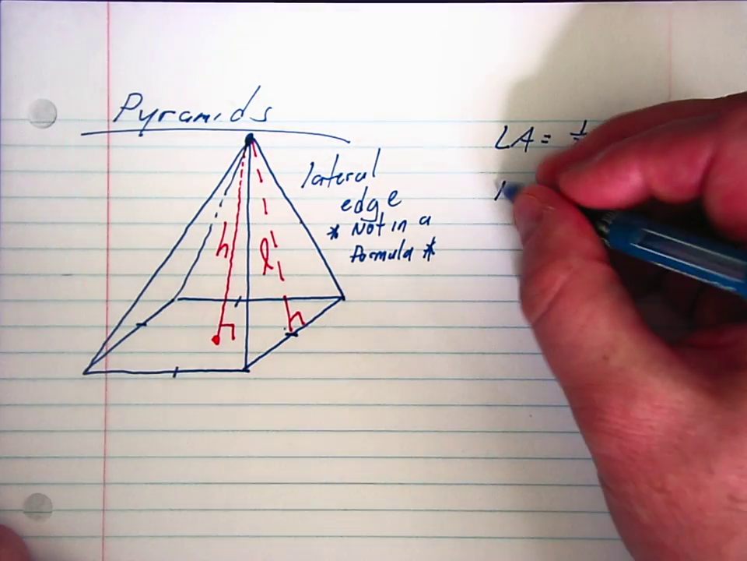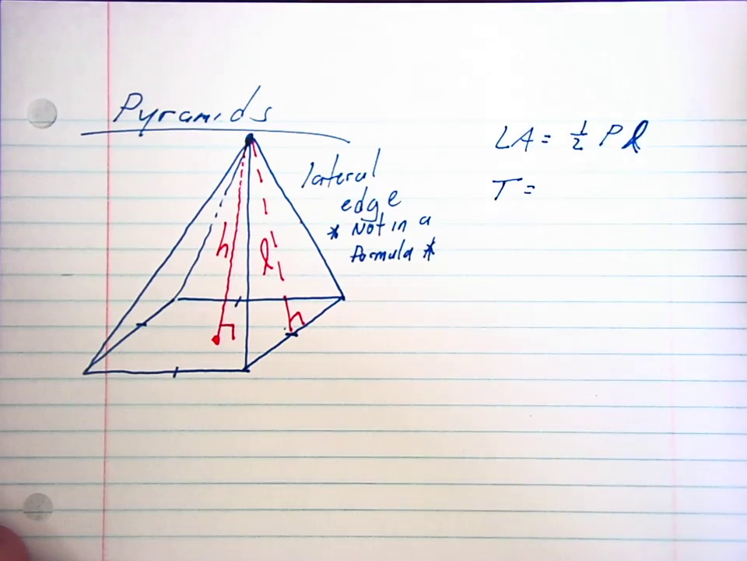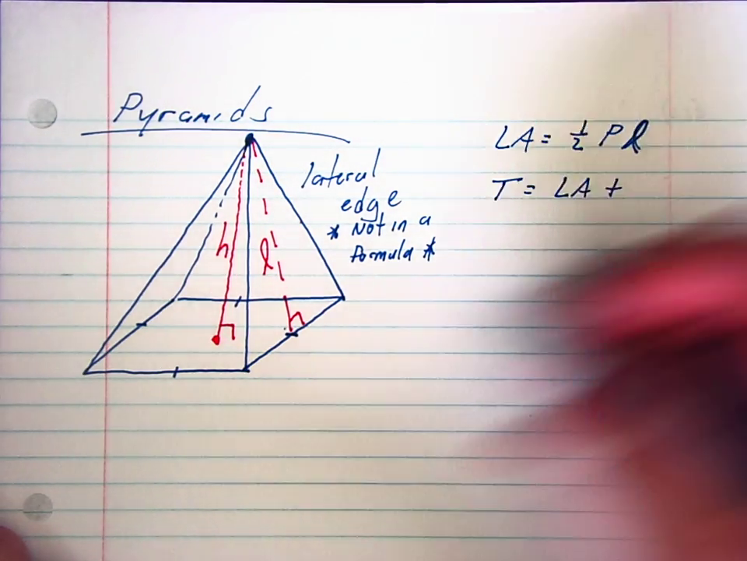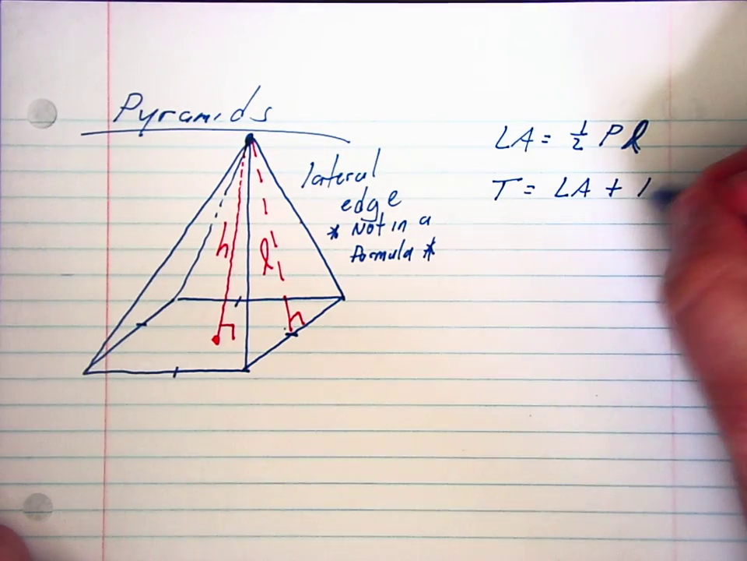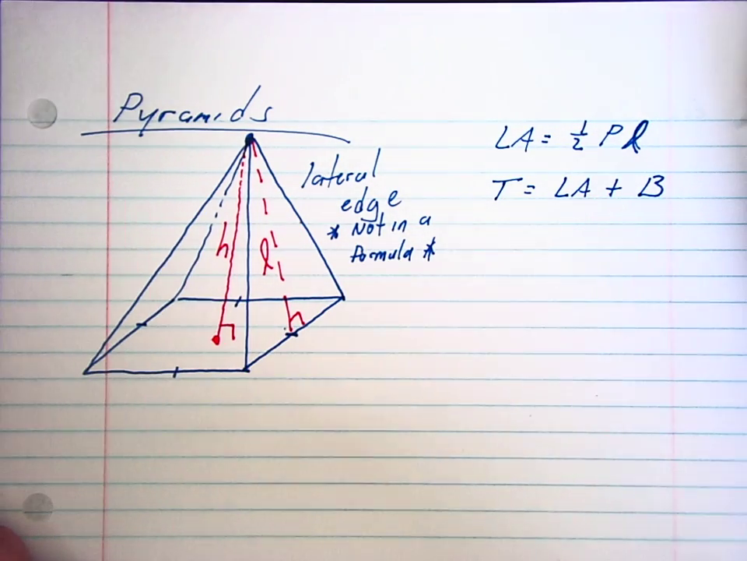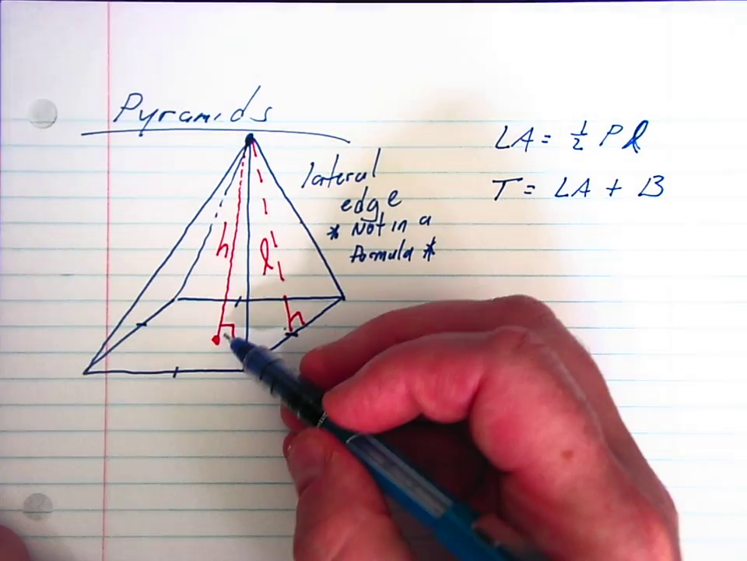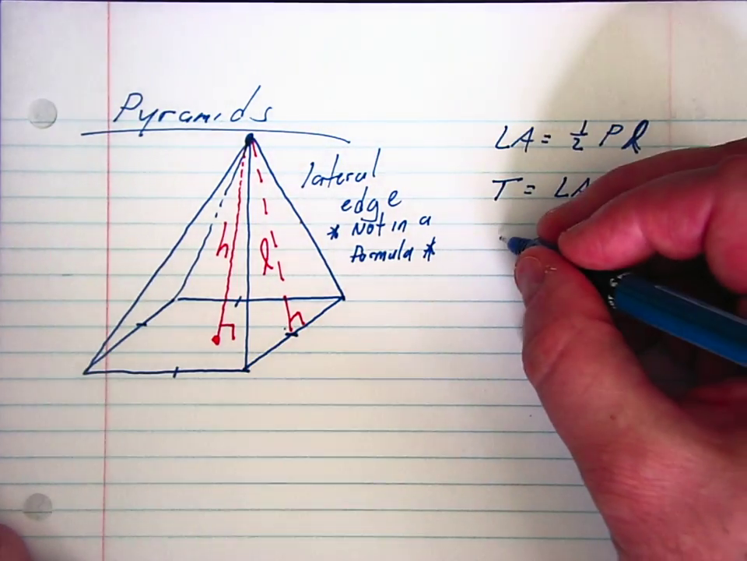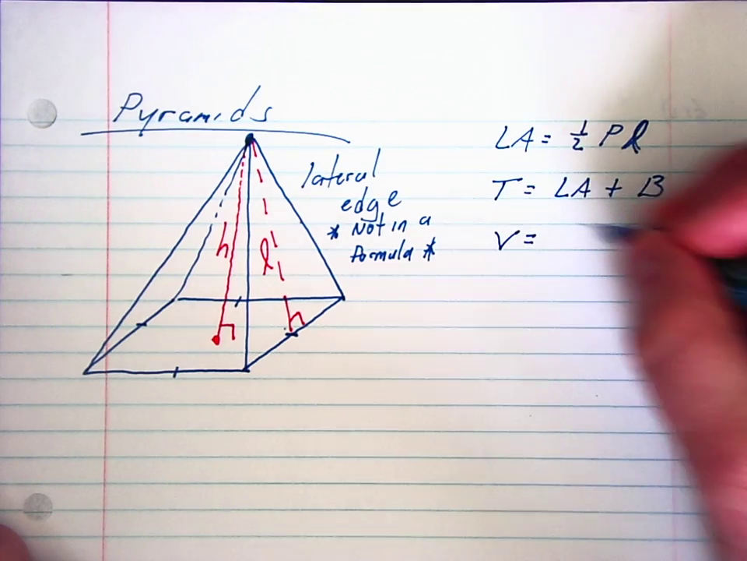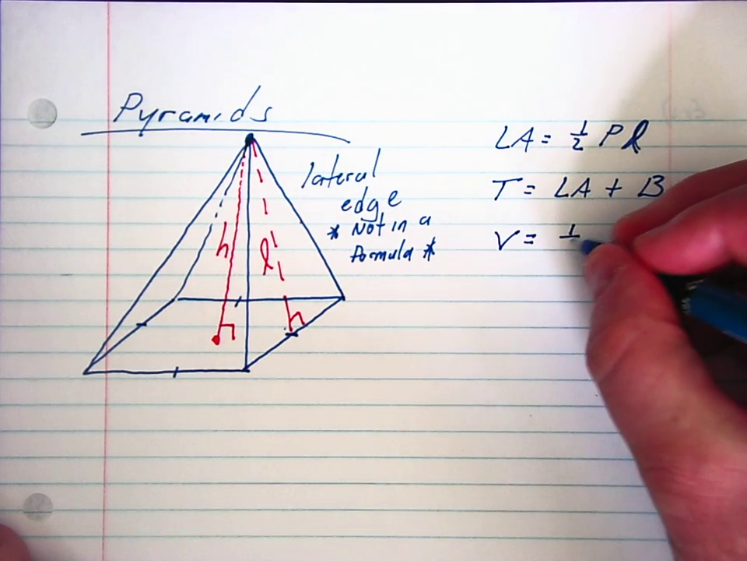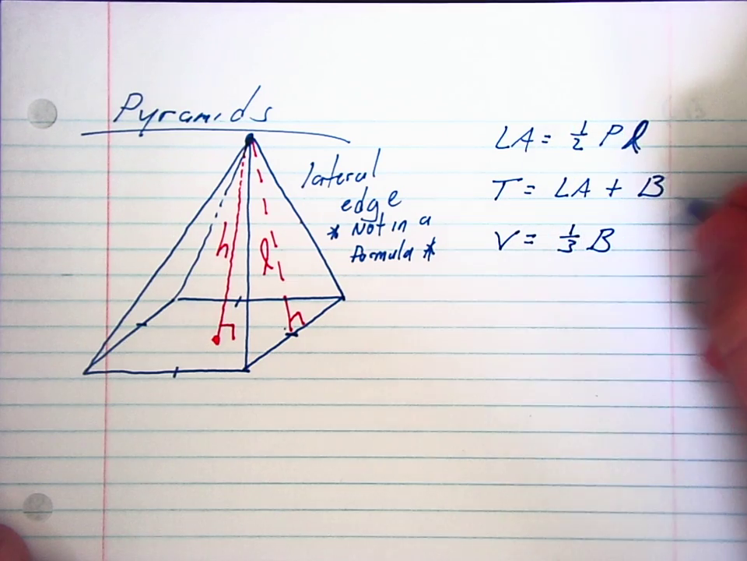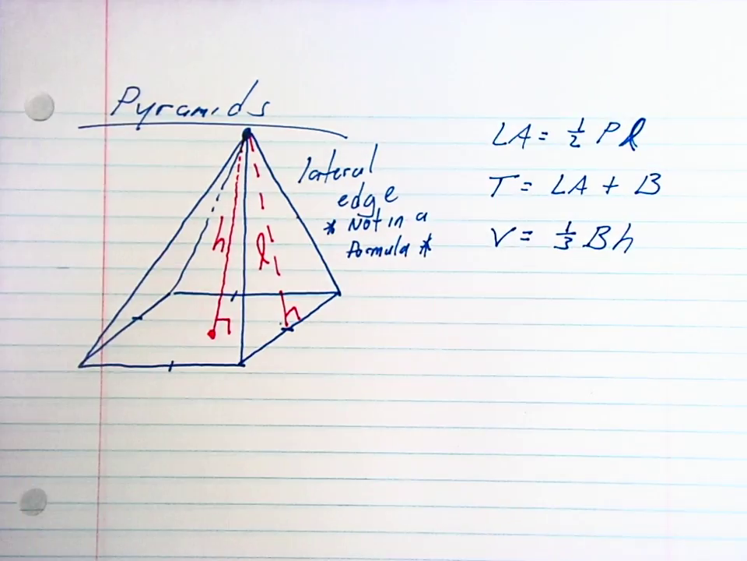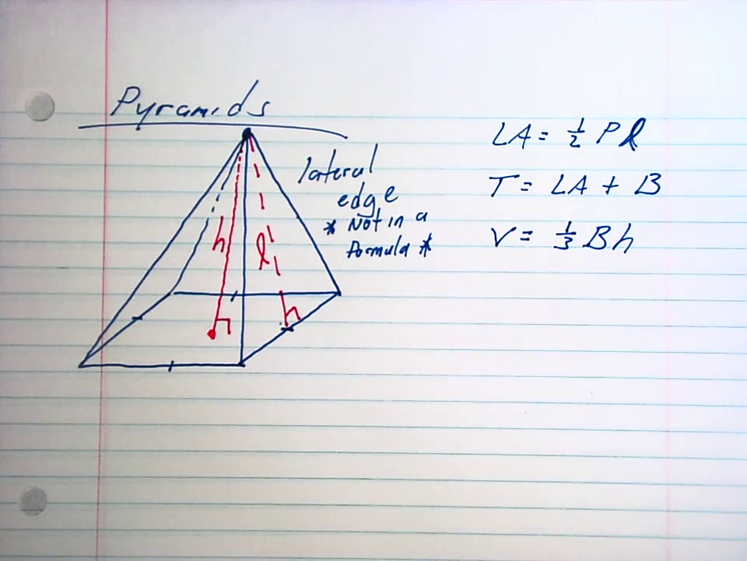All right, total area. Just like every figure we've done, it's going to be the lateral area plus, now we got to add in the base. So that's big B, area of the base. Again, for a square, that's just length times width. That's going to be pretty easy. Last one, volume. Volume is 1/3 big B, which you'll already have, times H, which you're going to have to find sometimes. Those are your three formulas.